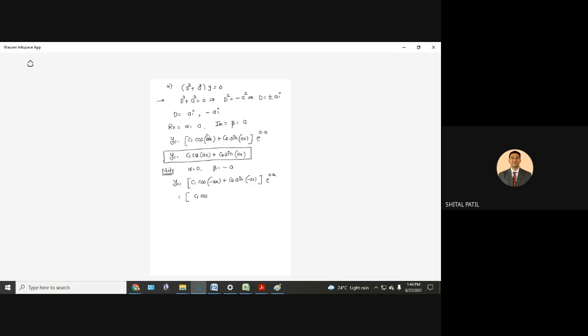What is cos of minus theta? Cos theta only. What is sine of minus theta? Minus sine theta. E raised to 0 is 1. Now I can write like this: c1 cos of x, and I will consider minus c2 as c2 dash. It is constant only. Now see these two answers. This one and this one, both are same. Equation number 1 and equation number 2, both are same. Whether I write c2 or c2 dash doesn't matter. It is an arbitrary constant only.